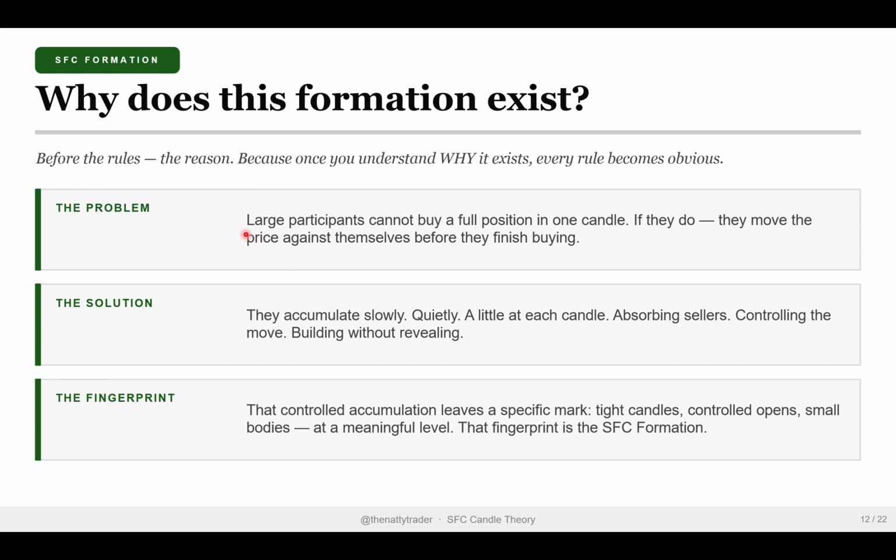The problem is that large participants cannot buy a full position in one candle. If they do, they move the price against them before they finish buying. The solution is they accumulate slowly, quietly, a little at each candle, absorbing sellers, controlling the move, building without revealing. The fingerprint is that controlled accumulation leaves a specific mark. Tight candles, controlled opens, small bodies at a meaningful level. That fingerprint is the SFC formation, guys.